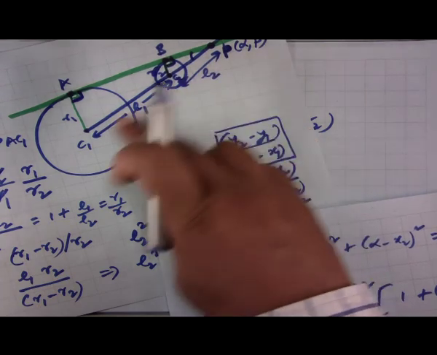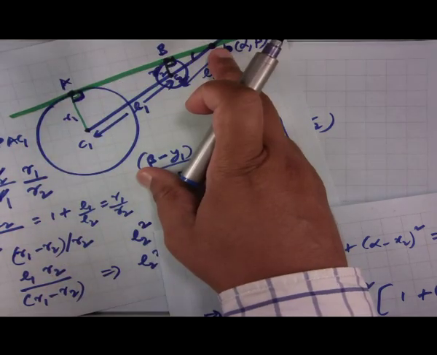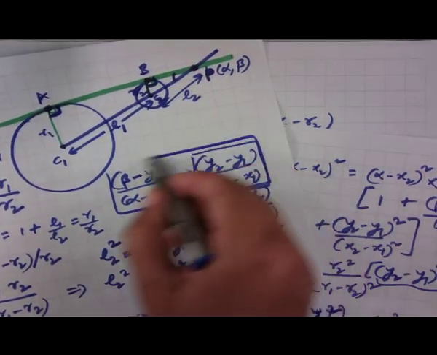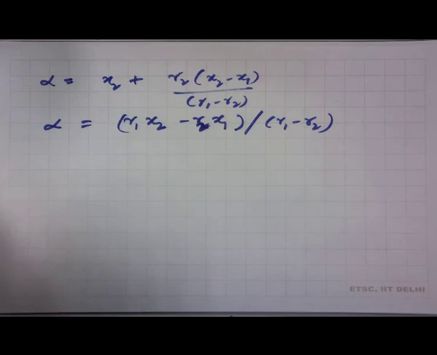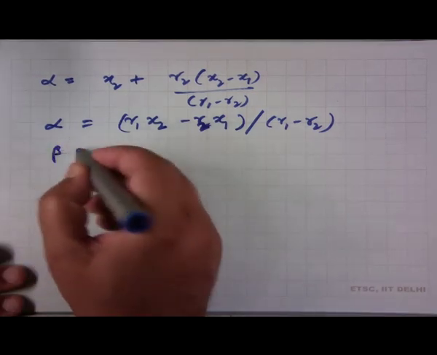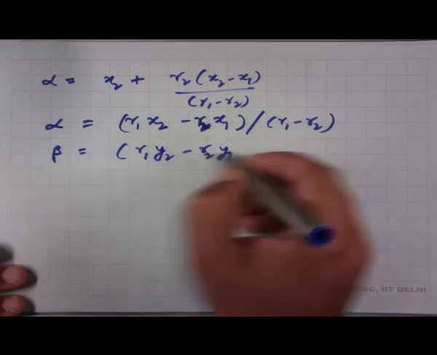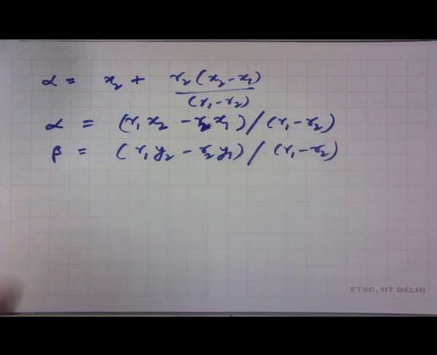Remember, alpha was the x coordinate of this point of intersection of the straight line joining the centers of the circles with this direct common tangent. Similarly, we can find beta, and that is easy because we can use this equality over here, since alpha is known now. A little manipulation gives us beta equal to R1 y2 minus R2 y1 divided by R1 minus R2. So, now we have the coordinates of this point P.